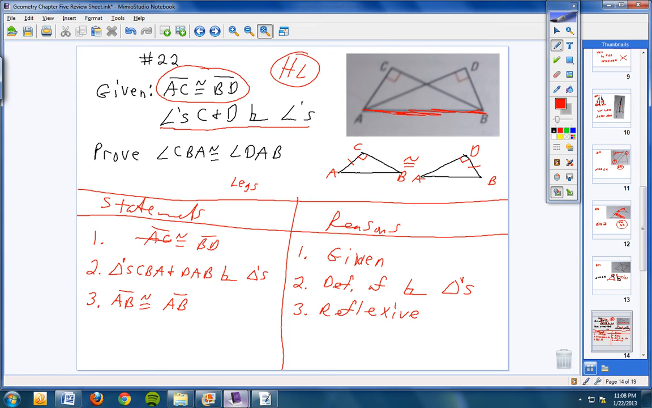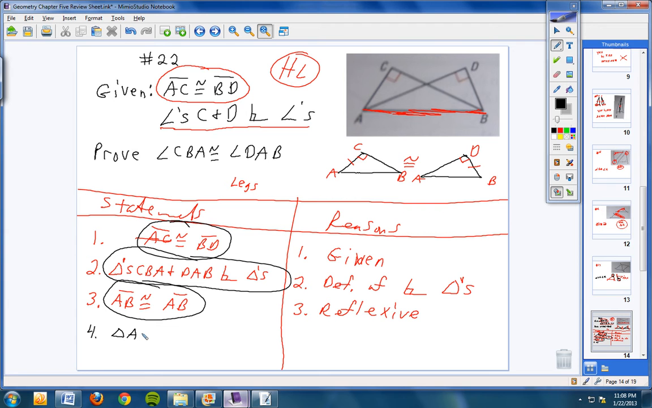So let me switch colors here. You've stated your legs, you've stated you have right triangles, you've stated your hypotenuses are equal or congruent. So now you can state that your triangles are congruent. Triangle ACB is congruent to triangle, and that's wrong, triangle BDA. Okay, and the reason for that, remember, HL, hypotenuse leg.